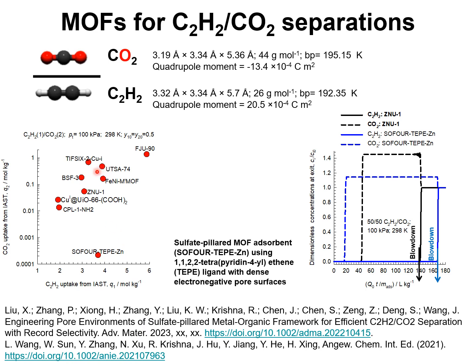Let us compare 9 different MOFs for separations of 50-50 mixtures of C2H2 and CO2 at a temperature of 298 Kelvin and a total pressure of 100 kilopascals. As mentioned in the foregoing slide, the best separations are achieved by MOFs that practically reject CO2. This allows high purity C2H2 to be recovered in the vacuum blowdown operations.